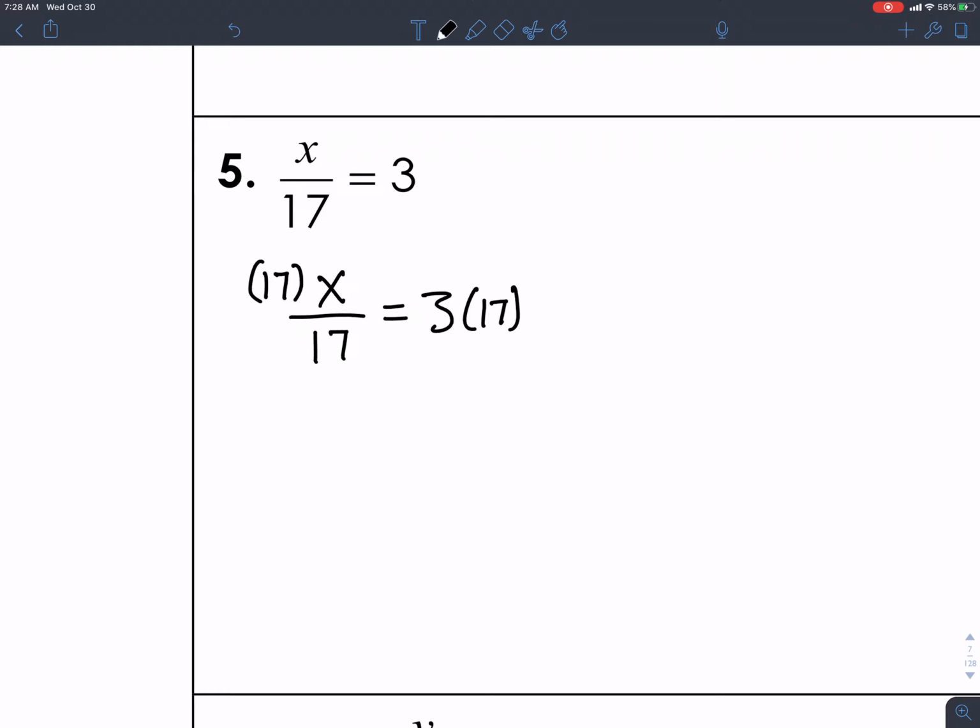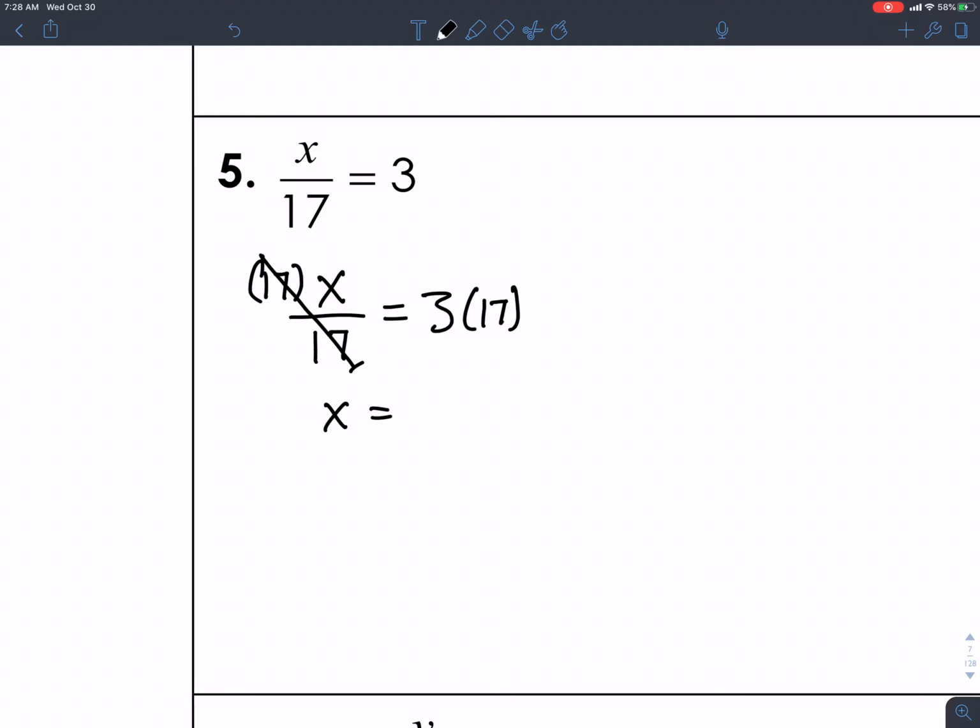Now the cool thing is, you don't have to do anything on that left side, because guess what? 17 divided by 17 is 1. So I'm left with 1x. That's why we do it, to get rid of that number. But I have to do something with it. I got to do the same thing on both sides, which I did. I multiplied the right-hand side of my equation by 17 also.